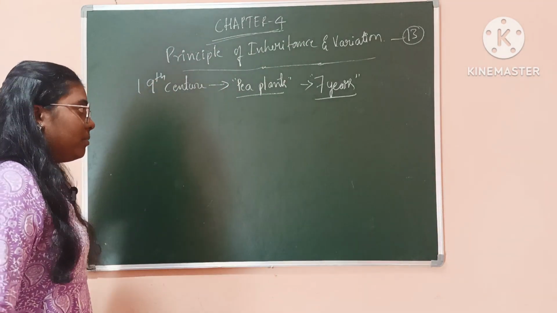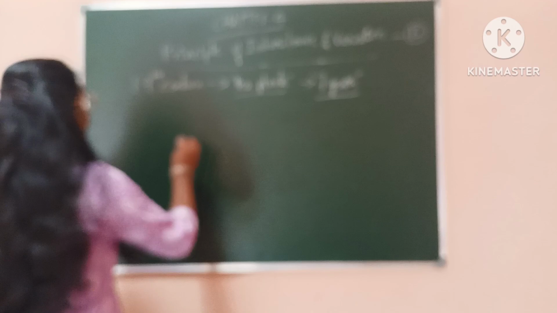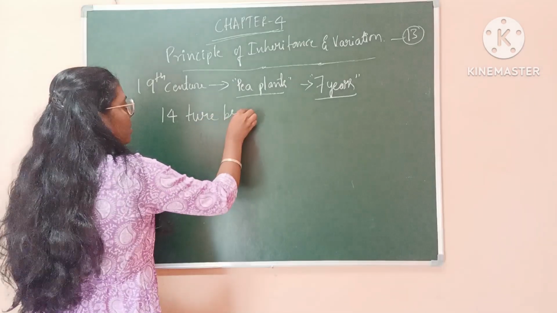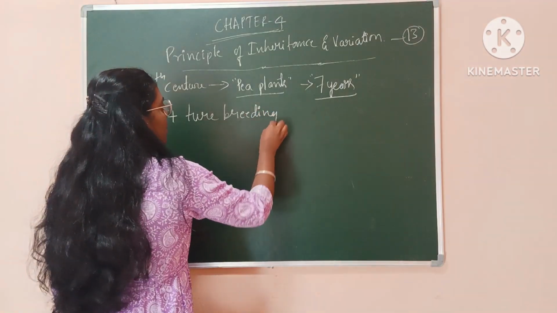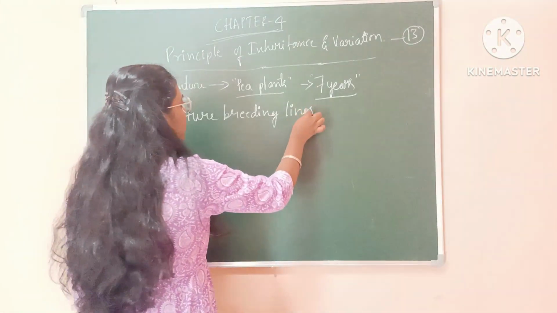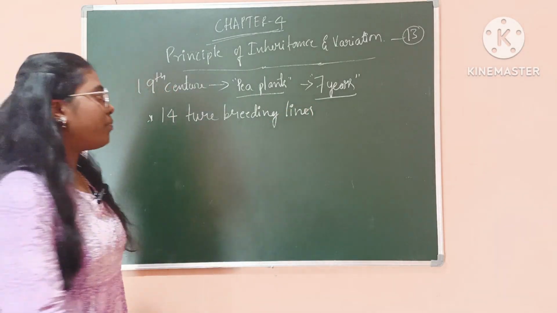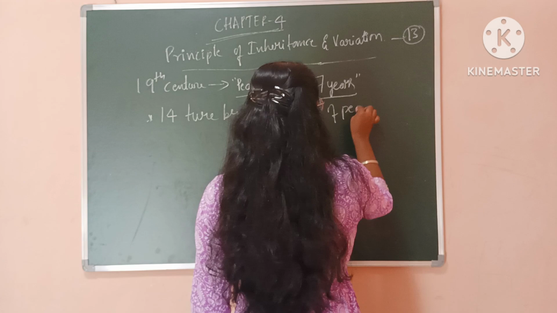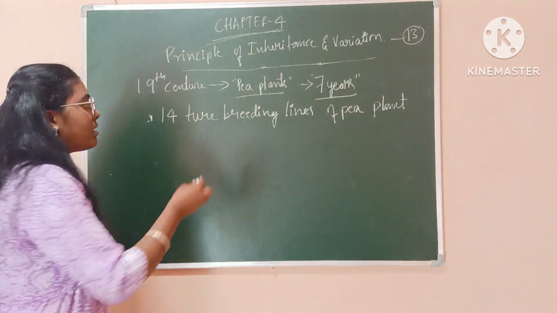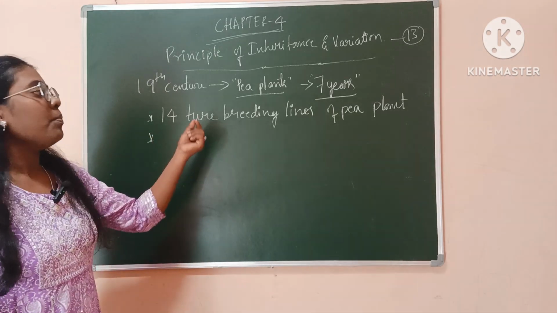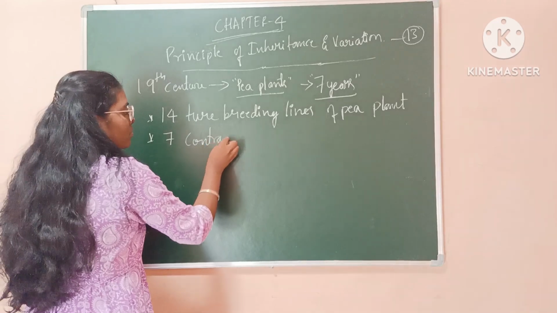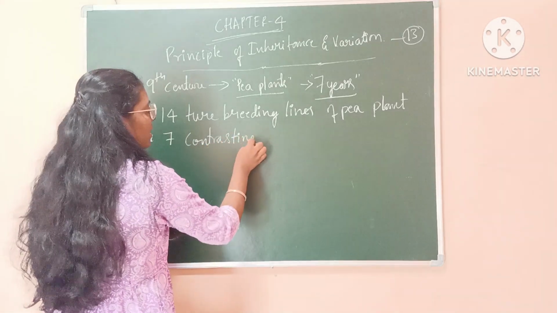So how did he study? He mainly considered 14 true breeding lines of pea plant. We can also consider those 14 true breeding lines as seven contrasting pairs.